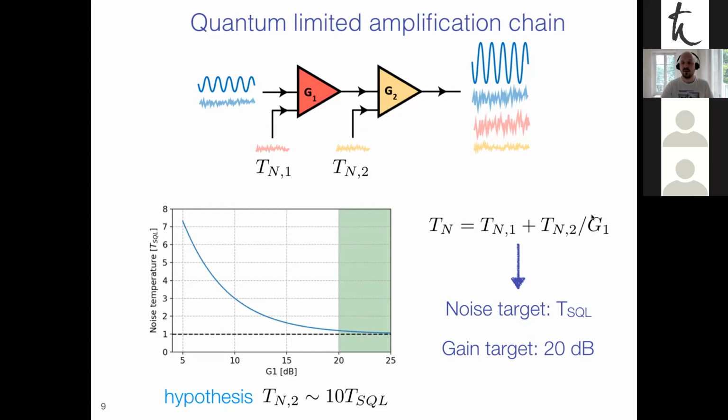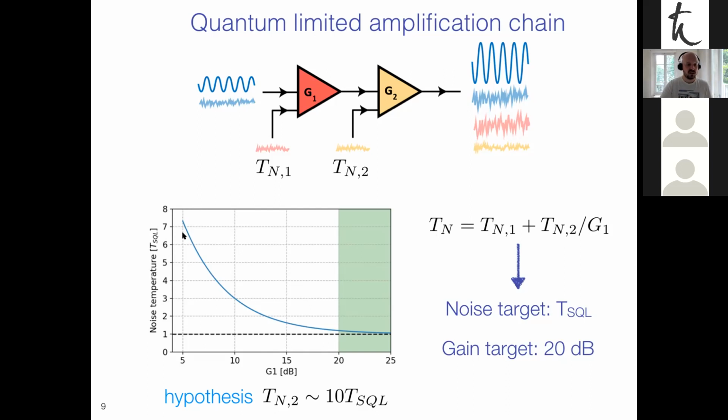So basically, if you can make the gain of the first amplifier large enough, you will be able to overcome the noise of the second amplifier right here, and the system noise, your measurement chain noise, will be quantum limited. So this is basically what I depicted here on this graph. This is the system noise temperature in unit of TSQL versus the gain of the first amplifier.